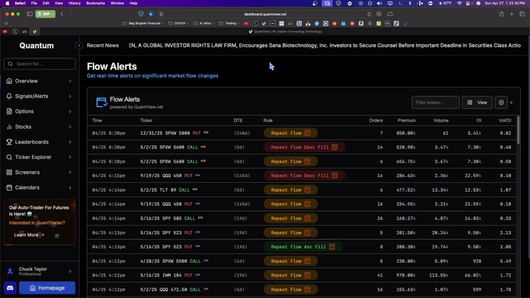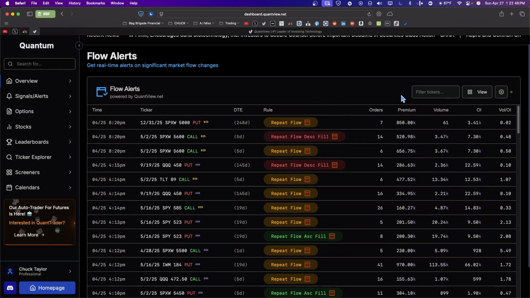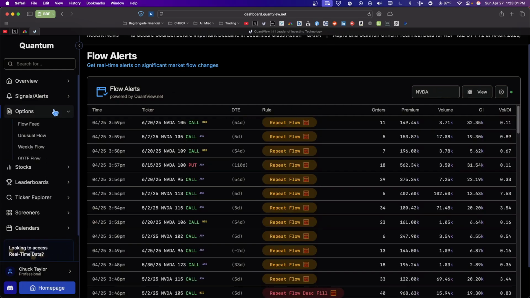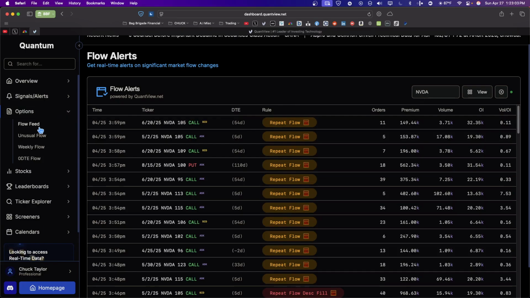Flow alerts. This is basically just like significant orders that have gone through as far as the amount of premium paid or repeat flow, just things like that. You can also filter it out. Remember, you can look at anything specifically. Now we're going to go to the options real quick.